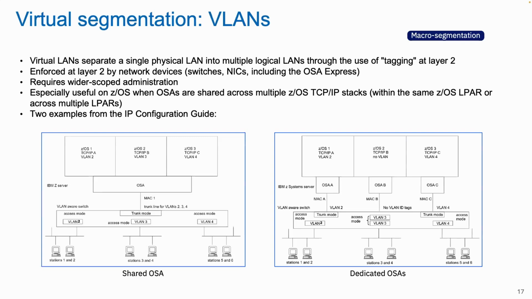Access mode basically says the port will only allow packets that are tagged for that specific VLAN. So for example, in the middle one where we have stations 3 and 4, anything that comes into that port has to be tagged as VLAN 3 or the switch will not allow it. So that's a way to do this logical segmentation. On the far right, it's a similar picture. It's just shared with dedicated OSA, but again, they can share the same network infrastructure in the same switch by individually tagging their packets depending on what system they're going to.